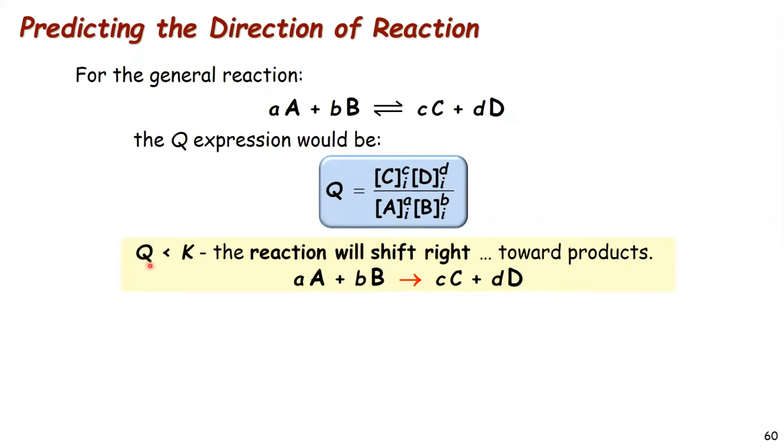So if Q is less than K, now remember, this is products over reactants. So if Q is less than K, that means we don't have enough products yet, right? We've got to make this bigger. We need more products so that Q is equal to K. So if Q is less than K, the reaction is going to proceed in the forward direction. It's going to go towards products, towards the right, until it reaches equilibrium.